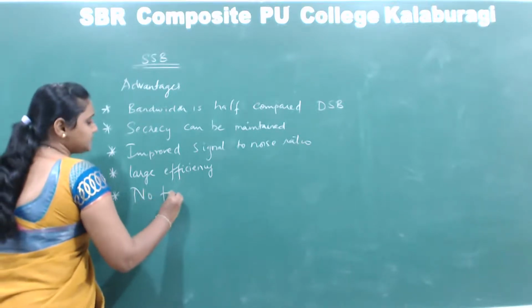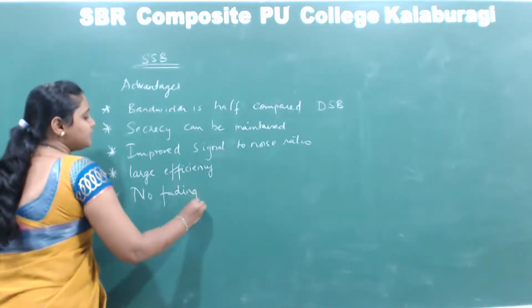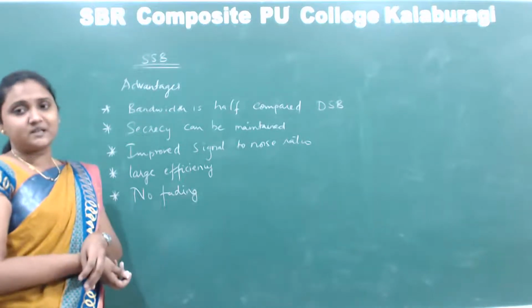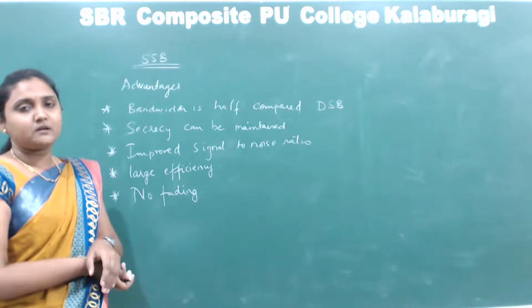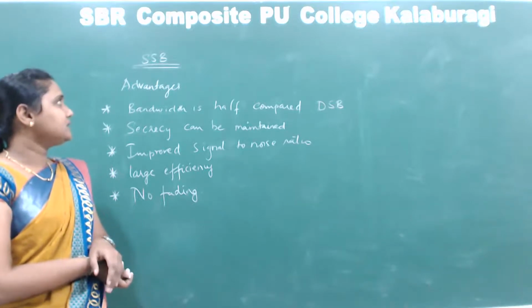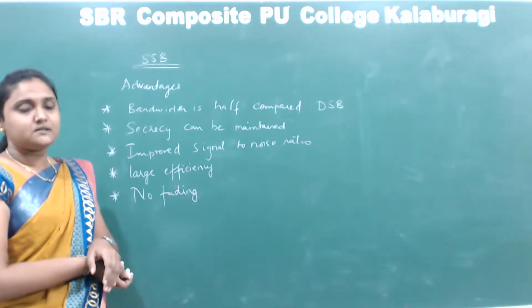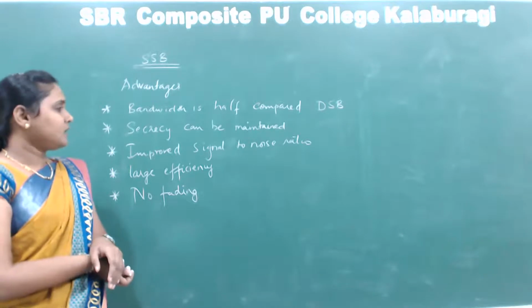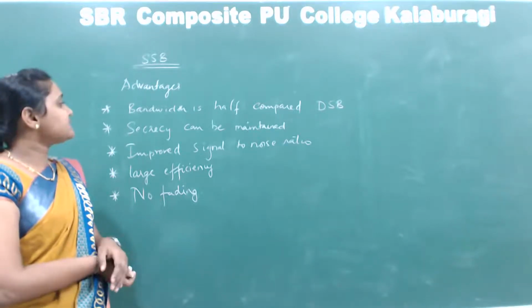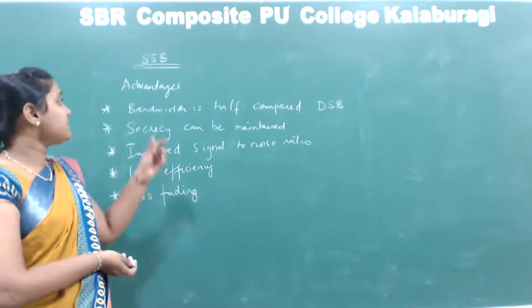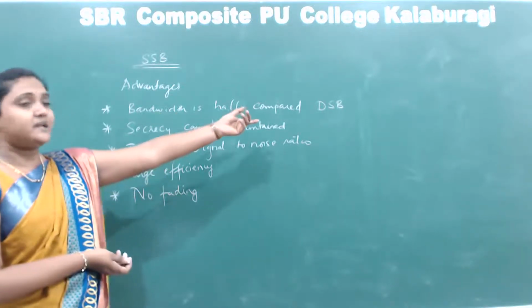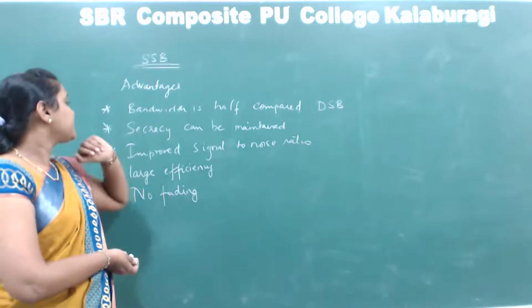No fading. The signal does not tend to fade. Fading of the signal, that means the reduction in the strength of the signal, can be avoided with SSB, that means single sideband transmission. So the single sideband transmission has bandwidth half of the DSB because only one sideband is transmitted and there two sidebands are transmitted.